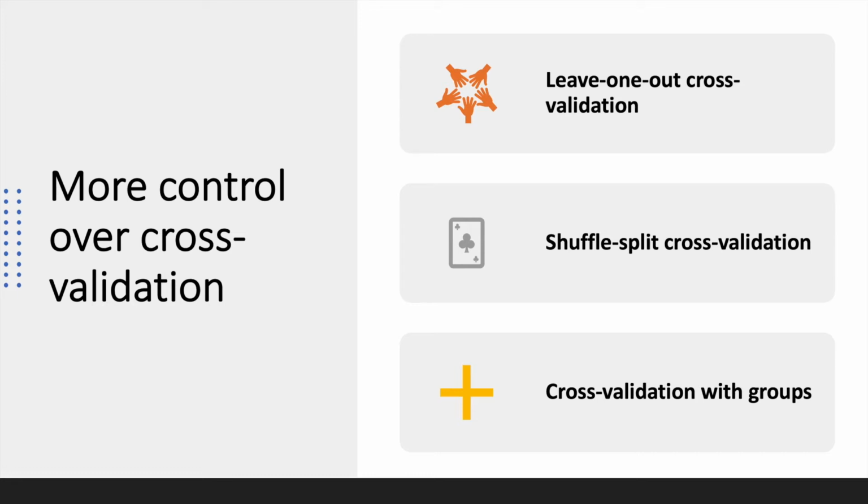For most use cases, the defaults of k-fold cross-validation for regression and stratified k-fold for classification work well, but there are also some cases where you might want to use a different strategy. Okay, now let's see what some of these methods are.